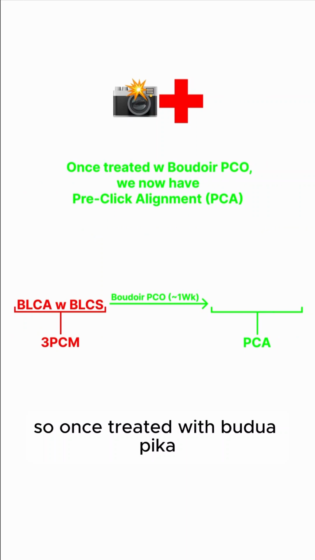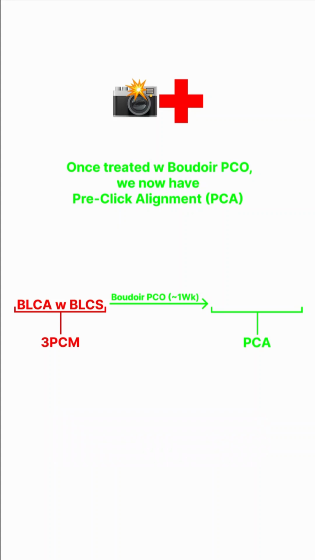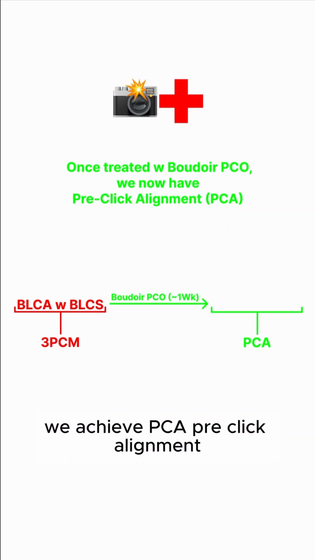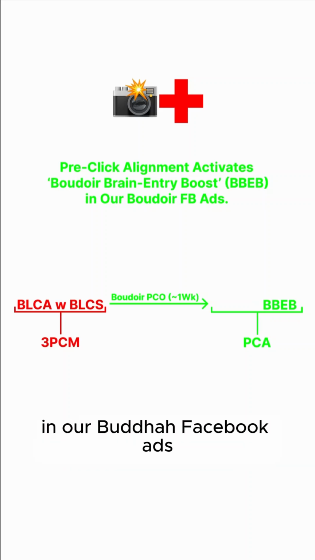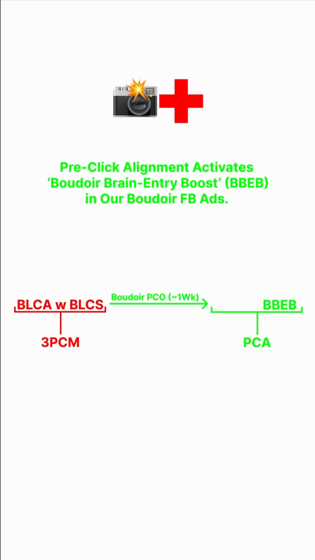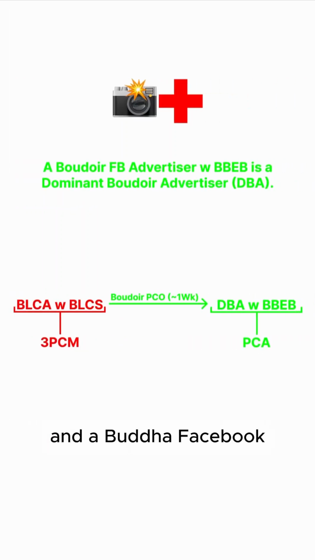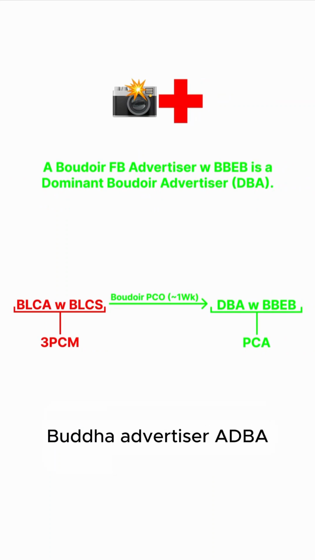So once treated with Boudoir PCO, we now have pre-click alignment, PCA. So we get rid of the 3 pre-click mistakes. We achieve PCA, pre-click alignment. Pre-click alignment activates Boudoir brain entry boost in our Boudoir Facebook ads. Basically, we finally got our unique CTR all above 6%. And a Boudoir Facebook advertiser with Boudoir brain entry boost is a dominant Boudoir advertiser, ADBA.